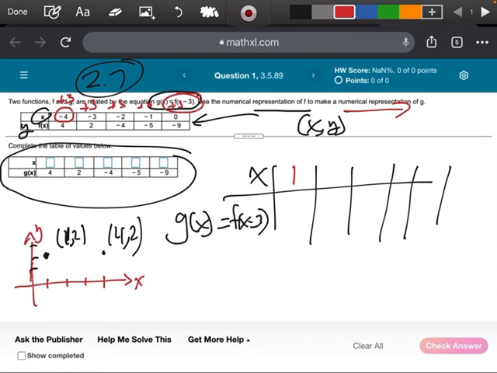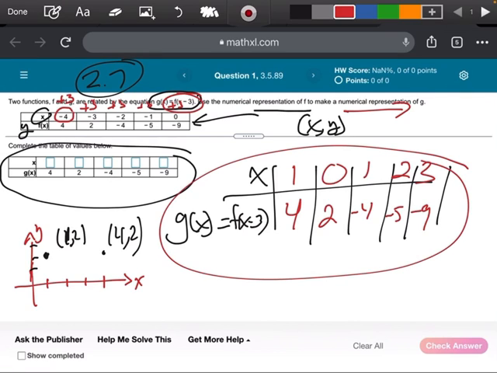So negative 4 plus 3 is a 1. Negative 3 plus 3 is a 0. 3 plus negative 2 is a 1. 3 plus negative 1 is 2. And 3 plus 0 is 3. We're not changing the y values. So these stay 4, 2, negative 4, negative 5, and negative 9.